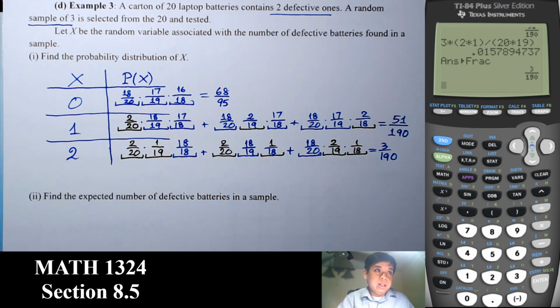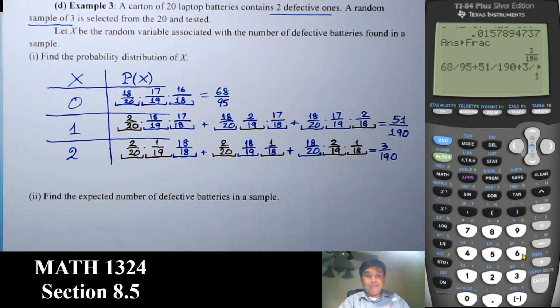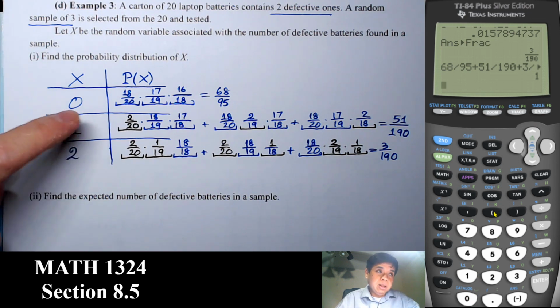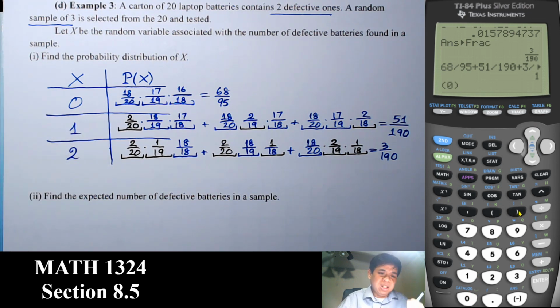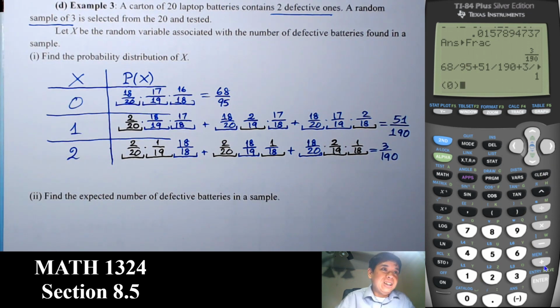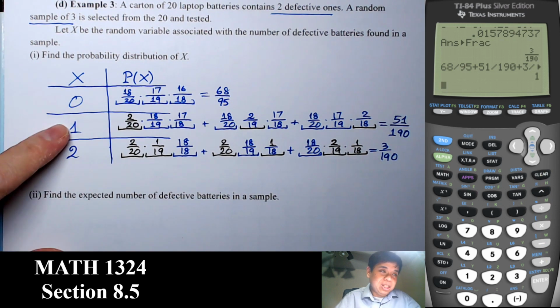Of course, you can add all of this up. 16 over 95 plus 51 over 190 plus 3 over 190. And you have 1, which is good. Right, find the expected value. My expected value is easy. Just multiply across and then add them. This is just 3 numbers, so we can just say 0 times anything, well, that's still 0. We don't need to type that. This will be 0.